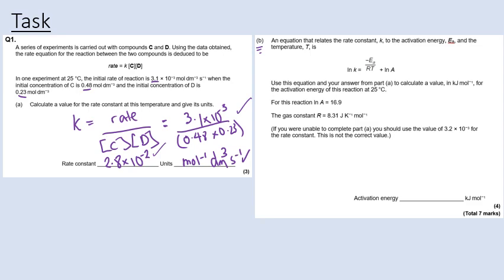Okay, and as expected, you are given the equation that you need, so you didn't need to memorize that. Use the equation and your answer from part A. So we've got 2.8 times 10 to the -2 for our K value. So we need ln K, because that's my equation here. I'm going to use ln K, so I'm going to work that out. Ln K, so ln 2.8 times 10 to the -2. That's, okay, that's my ln K.